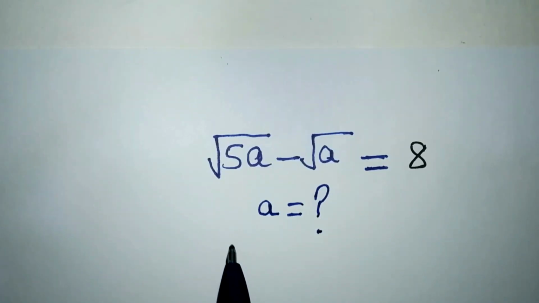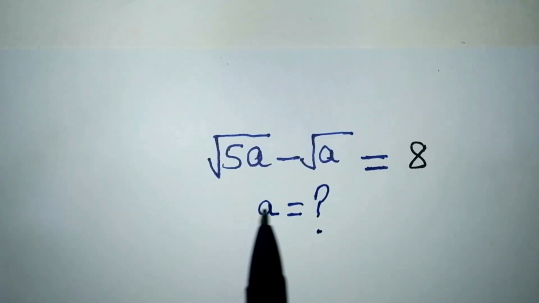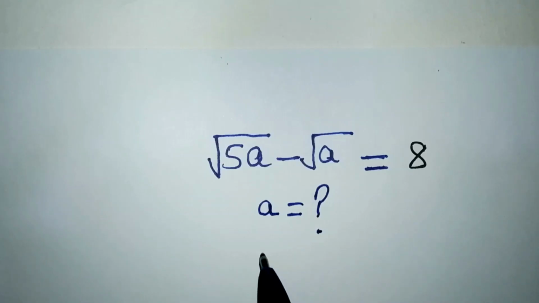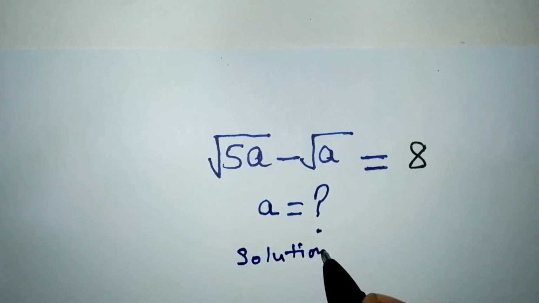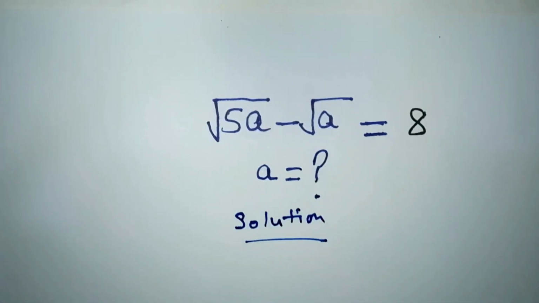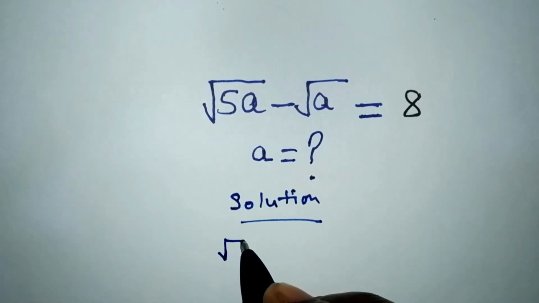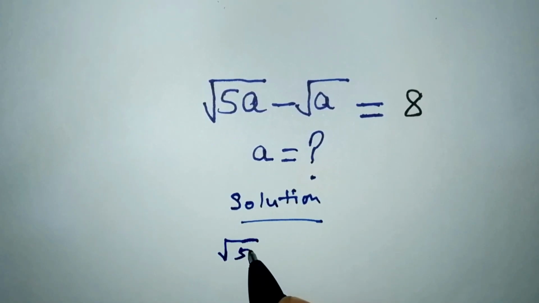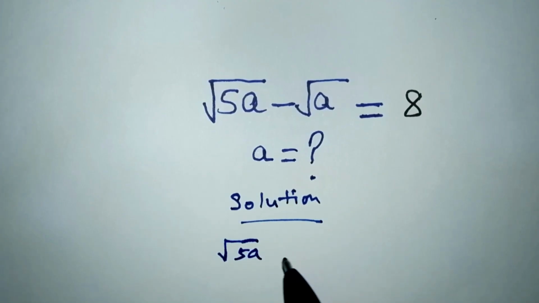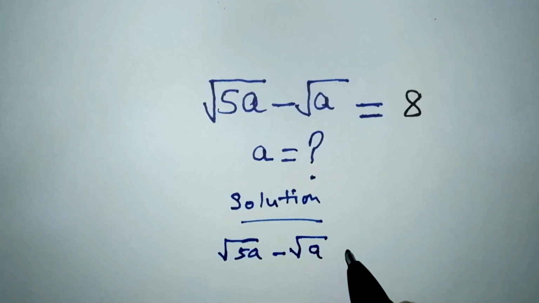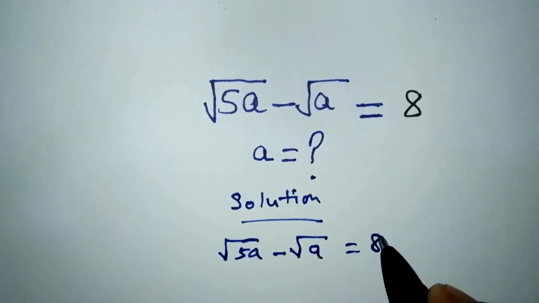How to solve square root of 5a minus square root of a equals 8. What is the value of a? We are given square root of 5a minus square root of a equals 8.